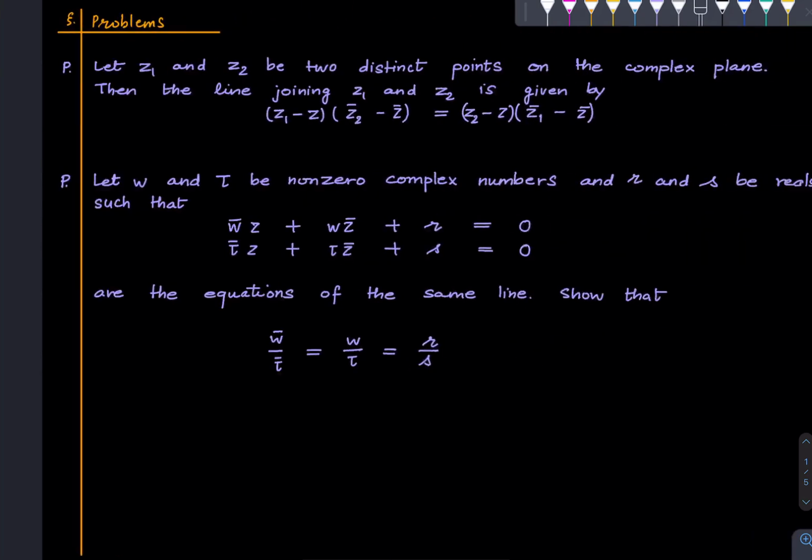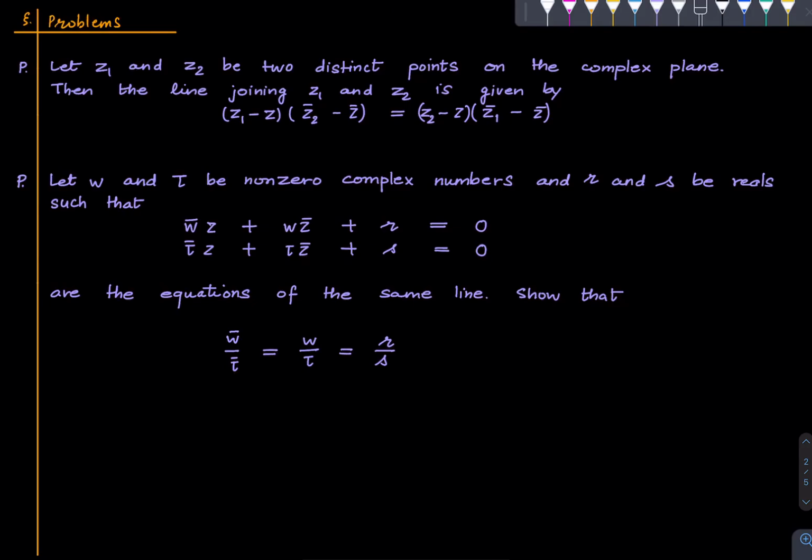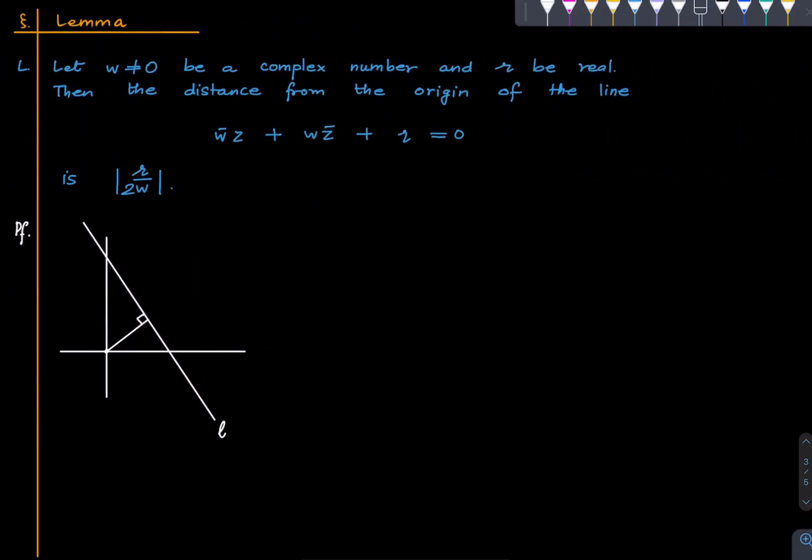Alright, here are some related problems. The first problem asks to find the equation of a line which passes through two given points. And the second asks for necessary and sufficient conditions as to when two given equations represent the same line. All right. So here is a simple lemma.